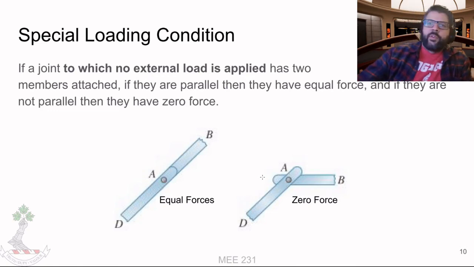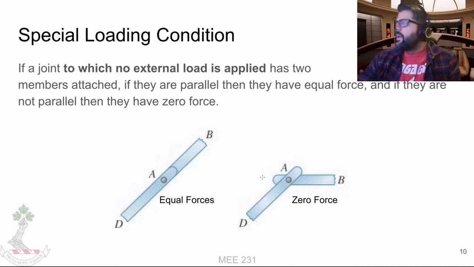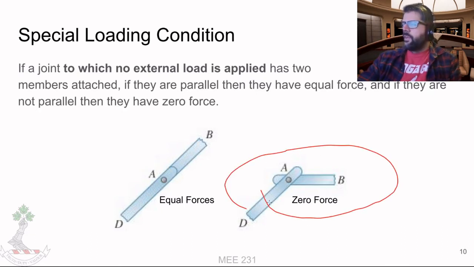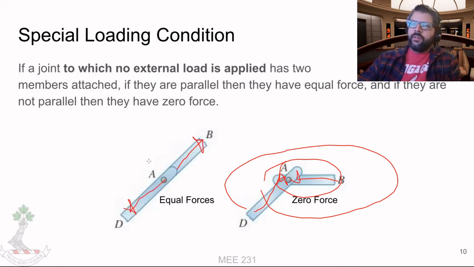And then if we have a joint where there's no external load applied and it has 2 members attached to it, if those members are parallel, then they have equal force. And if they're not parallel, they have 0 force. Because essentially there is no way to push on this one and push on this one and have that equal to 0. Whereas you can have a joint where you have tension here, and it balances out. In all practical situations, it also needs to be in tension.